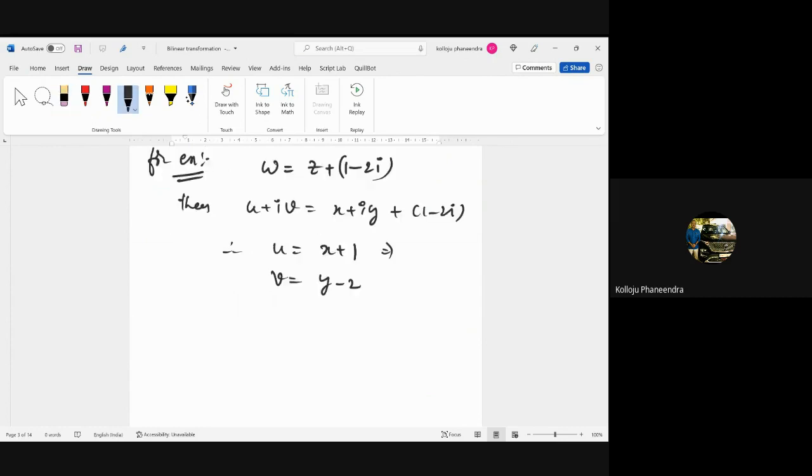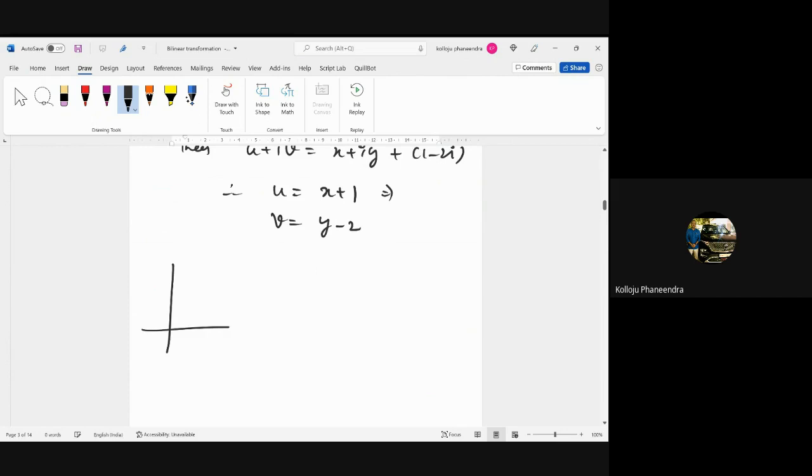For example, in this plane, if I consider this is the point 0 comma 0, O, and this is the point 1 comma 0, and this is, I will take, 2 comma 1. This is the point. X plane and Y plane, that is nothing but Z plane. And another point is 0 comma 1. If I consider this rectangle, this is the region R.